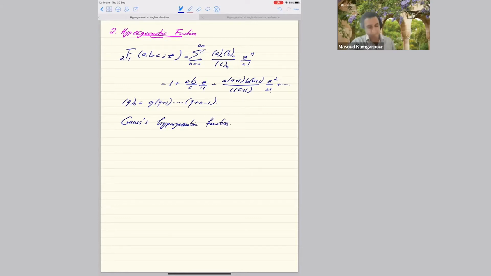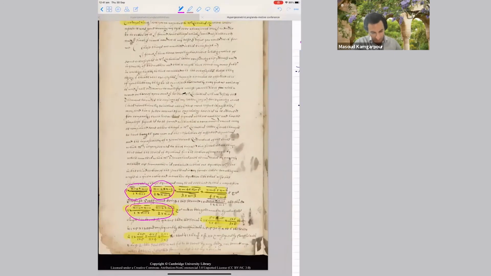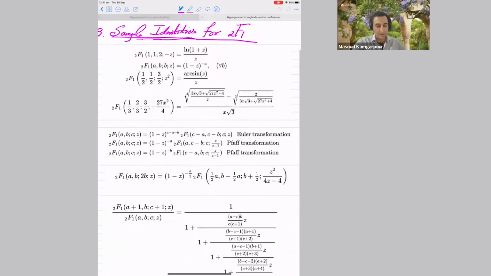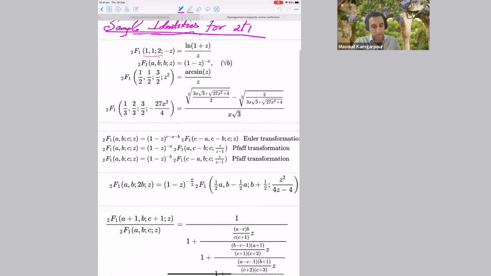And it satisfies many amazing properties. So I just copied some of them from Wikipedia just for you to see. Here are some examples. Some rather easy ones: what happens if you put in some special values like 1, 1, and 2 for A, B, and C, then you essentially get ln. Or if you put A, B, B, then you get 1 minus A to the power minus A. And you also get arcsine, and you get beautiful identities.